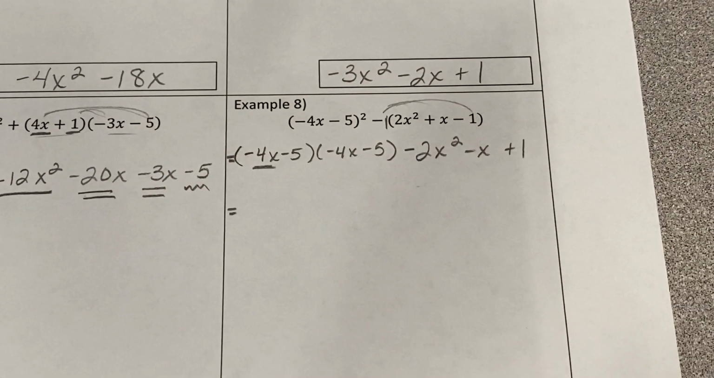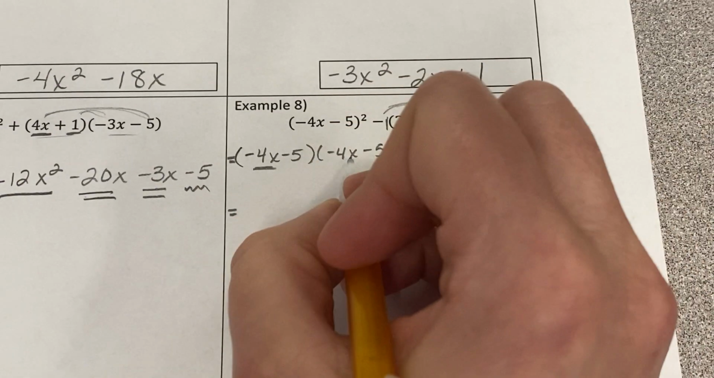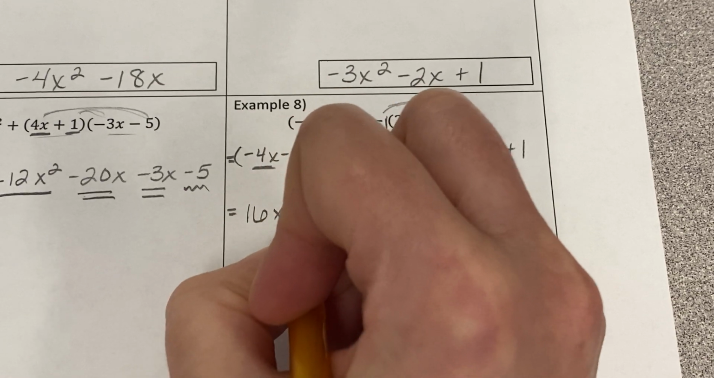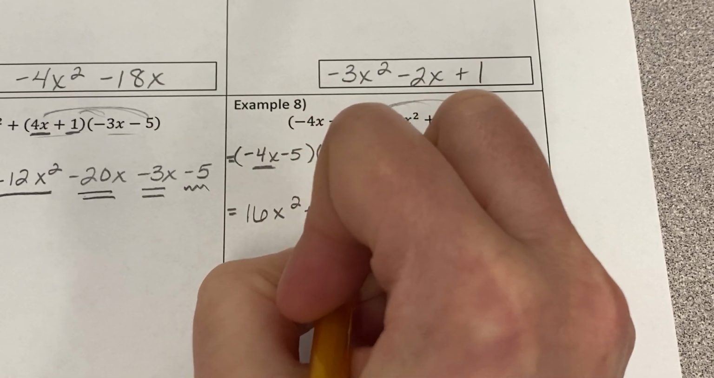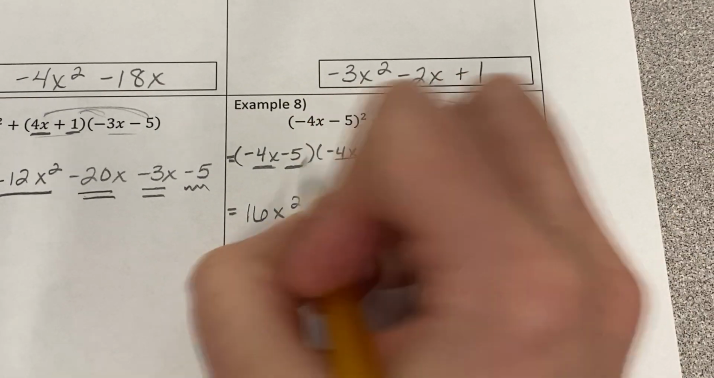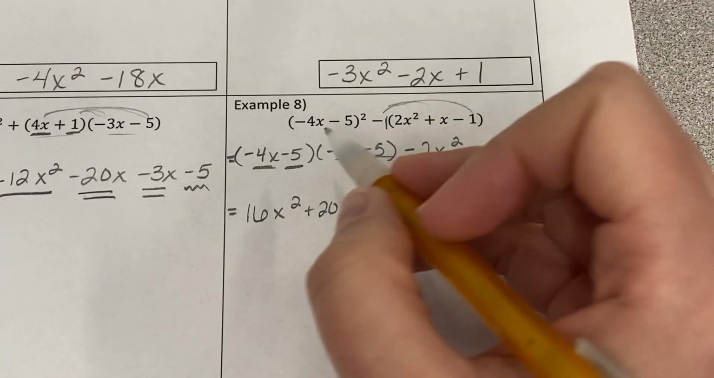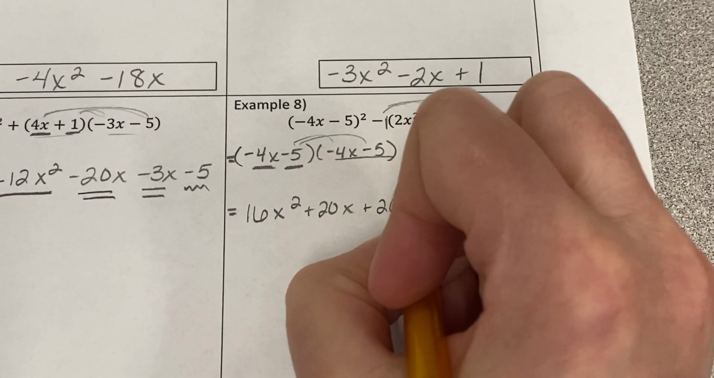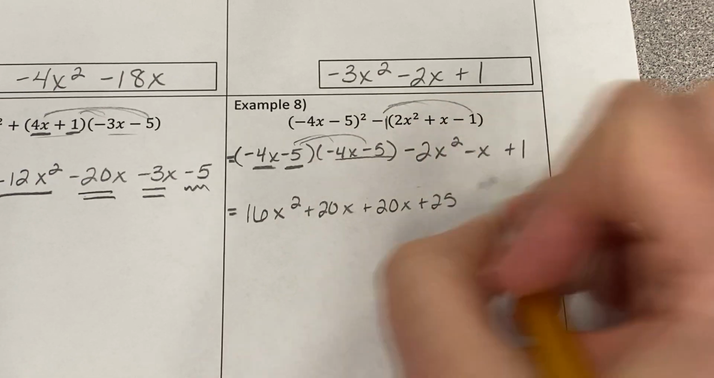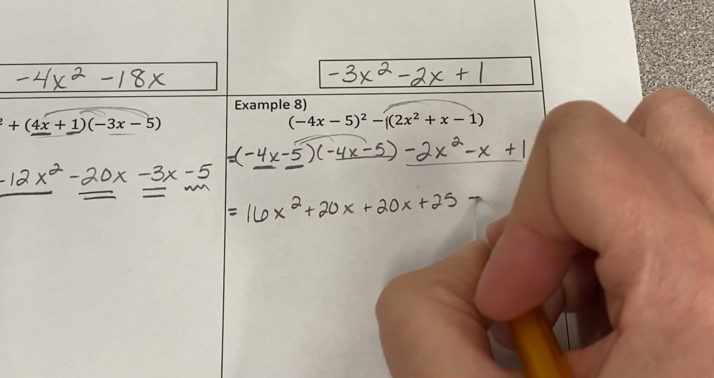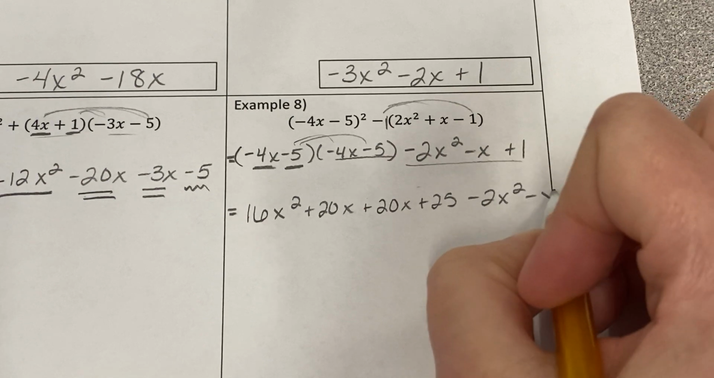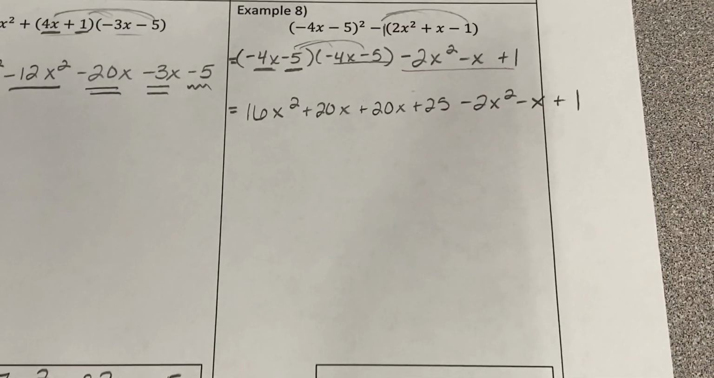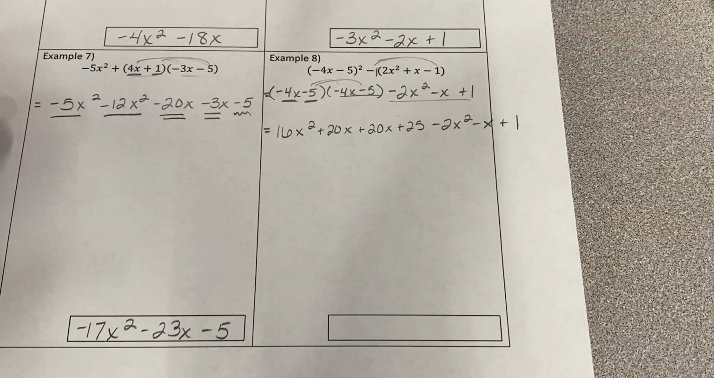Okay, negative 4x. When I distribute it here, 16x squared plus 20x. Distribute a negative 5. It's both of these. So that's plus 20x plus 25, and then we copy the rest. Okay, we're on our home stretch now.